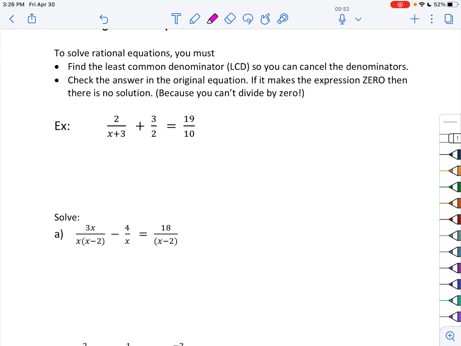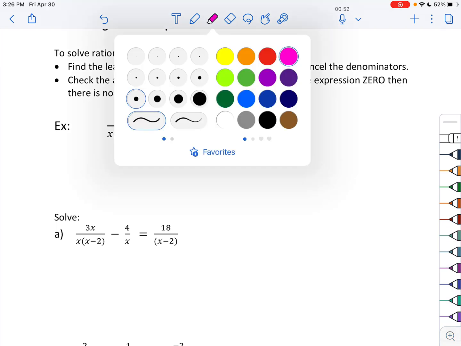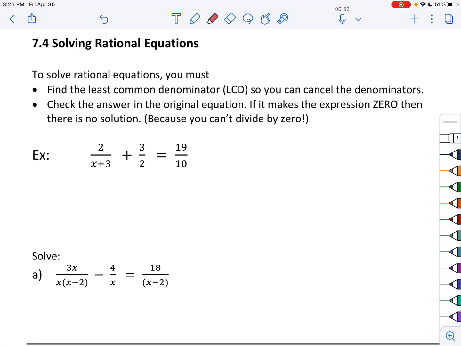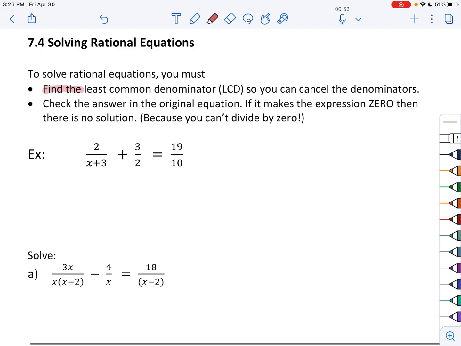All right, so the very first thing that we need to do is go over the two steps of solving rational equations. The very first thing you have to do is find the least common denominator. And again, we've done that. We've been doing that for days with our adding and subtracting, and we're going to do the same exact thing when we're solving. The second part of solving is checking your answer in the original equation.